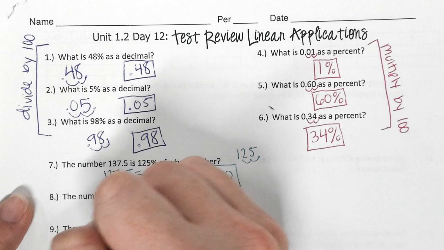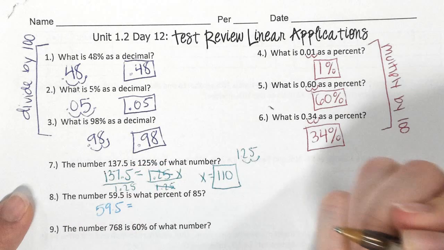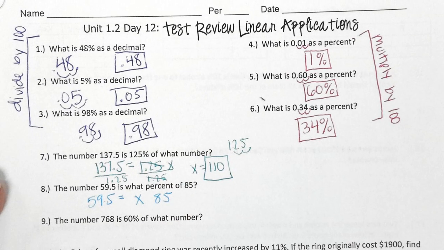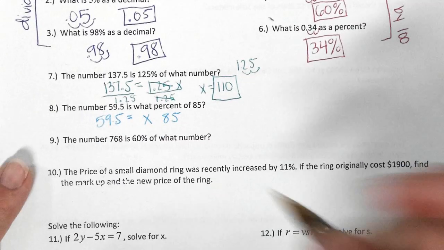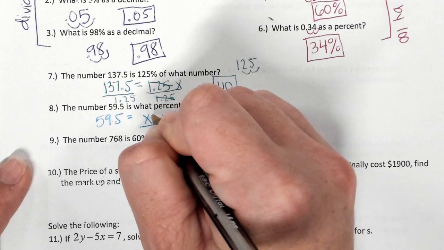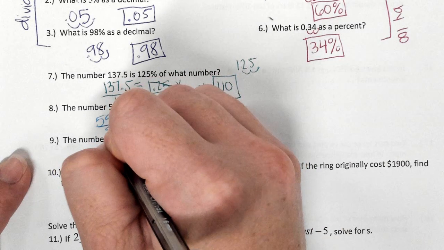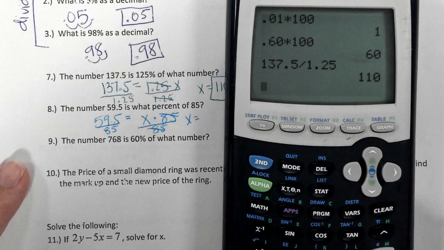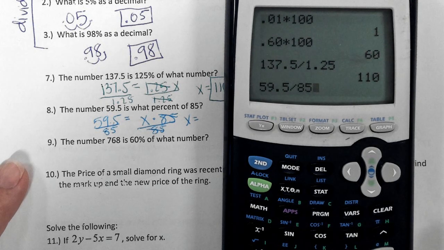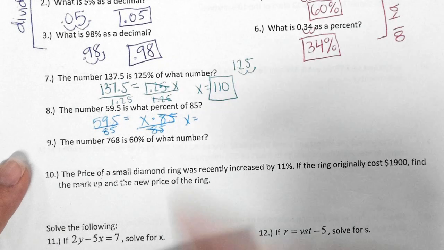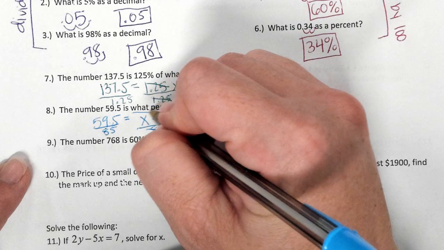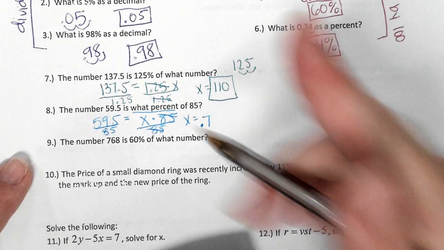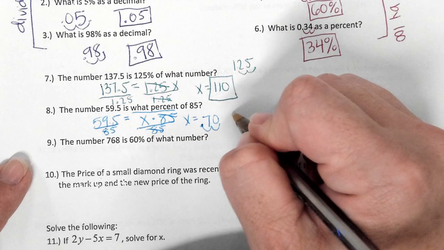Okay, let's look at the next one. It says the number 59.5 is, means equals, what percent? This time it did ask me about a percent of 85. Well, how would I solve that? I'm going to divide both sides by 85 because this is multiplying. Remember, of means multiply. That cancels, and I get x equals 59.5 divided by 85. So give me 0.7, okay? But that's not my final answer because this time it did say what percent. So to turn a decimal into a percent, I can either multiply by 100 or move it twice, and I get 70%.